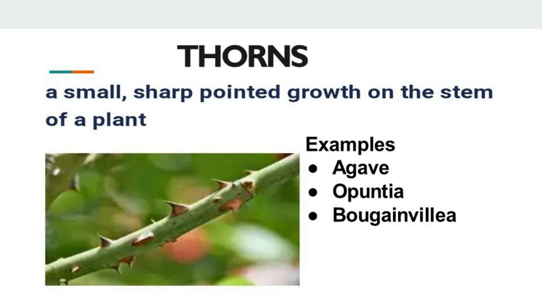Thorns. Leaves of some plants become wholly or partially modified into sharp pointed structures, which we can see many times in a rose plant, isn't it? A small sharp pointed growth on the stem. You can see this in the picture. This is the thorn. An example of thorn is agave, where the leaf apex and margins are modified into thorns. And in opuntia, the leaves are modified into spines. And the last one is bougainvillea. The stem has sharp thorns.